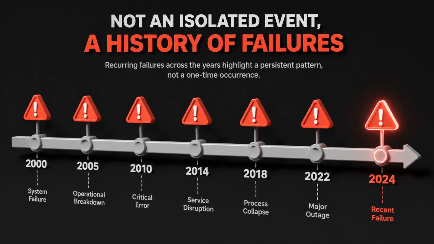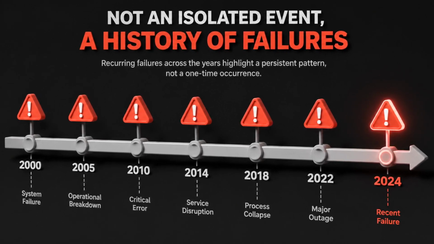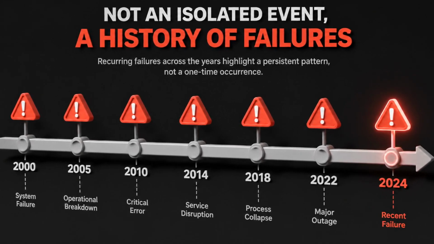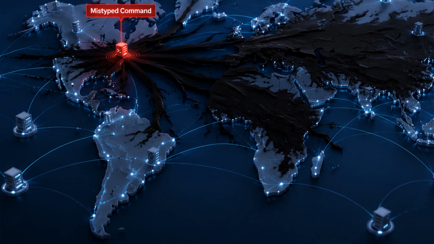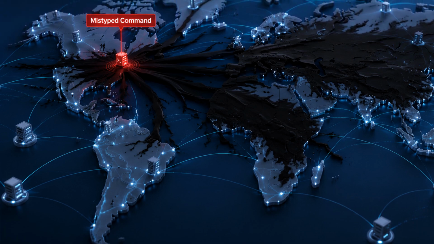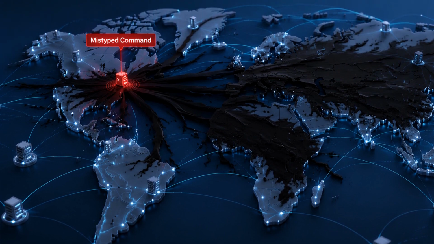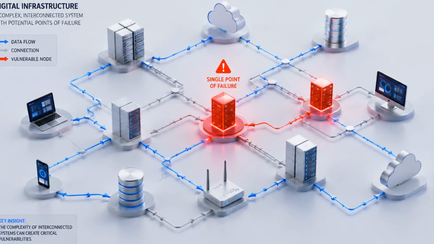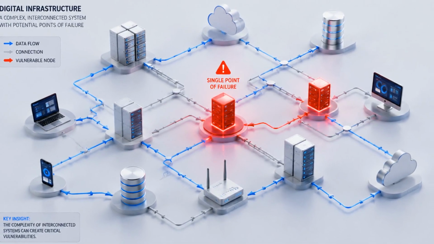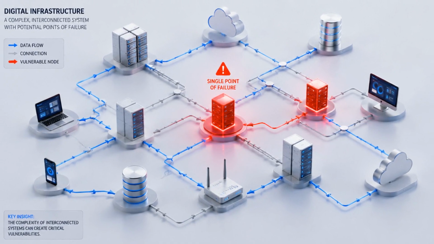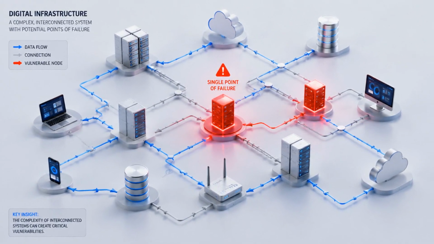If you think this was a one-off event, it is important to remember that this is not even the first time such a failure has occurred. Years earlier, a single mistyped command inside Amazon's infrastructure took down a significant portion of the internet in a matter of minutes. These events serve as a stark reminder of how interconnected and vulnerable our digital infrastructure has become in the pursuit of constant, automated updates.